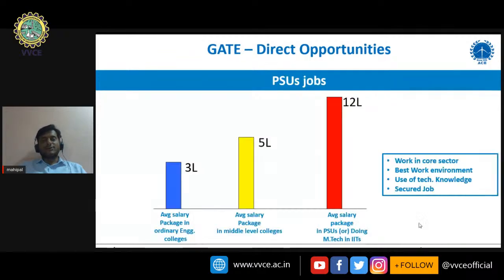Now, coming to the second opportunity, PSU jobs. If you ask me, PSU jobs are much superior compared to any other jobs that engineering students are going to get. There are various reasons. One reason is a very good salary, of course. Average salary is around 12 lakhs right now. You're going to work in the core sector, which is not possible with many of the placements that we get. Work environment is really good. You can use your technical knowledge, and of course, it's a secure job. So these are the reasons why many students choose PSU jobs over regular jobs.